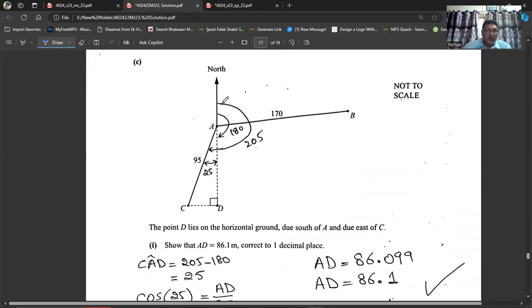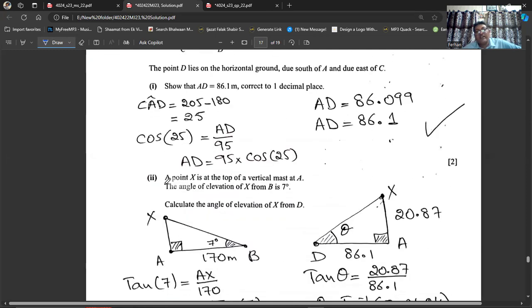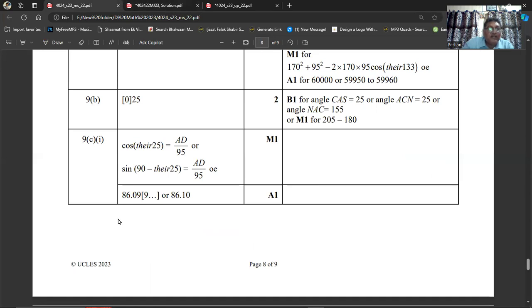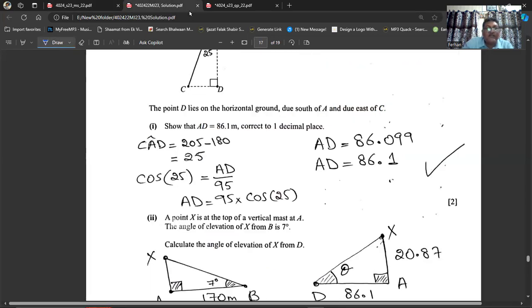From here to here this angle is 205, and from here to here it is 180 degrees. So from 205 subtract 180, you will get 25. So in this right angle triangle, I know this is 25 degrees. This is the hypotenuse, that is 95. According to this angle, this is the base, which is the question. AD is the question. So I am going to use cos 25 equals base by hypotenuse, AD by 95. And AD will be equal to 95 multiplied by cos 25. So AD will be 86.099, which is 86.1.